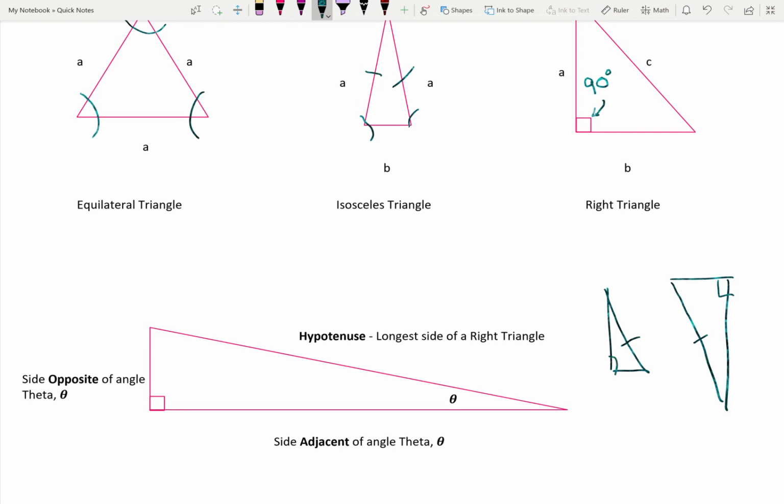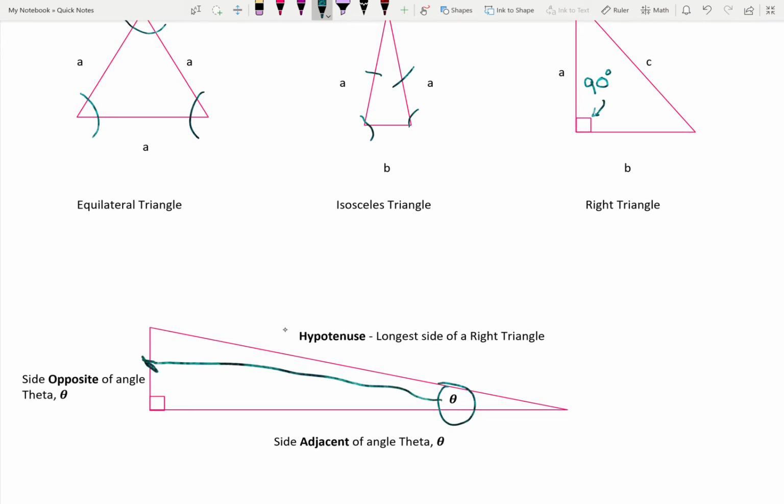Now, the other two sides, you have to focus on what angle your triangle is talking about. So in this picture, we're given angle theta. So my other two sides are going to be referencing this angle theta. Now, this side over here is the side opposite of angle theta. Well, that makes sense, right? Because if angle theta is here, then opposite of it would be this side. So that 100% makes sense.